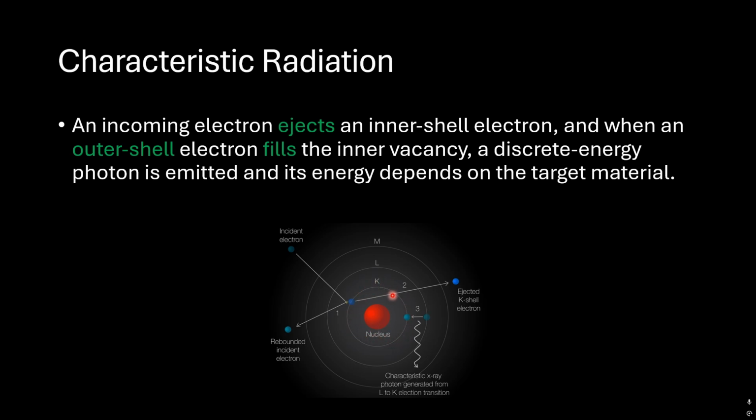This must be filled by another electron, and we can get the electron from the outer shell. So the electron will go from the outer shell, or L shell, to the K shell. We know that every shell has its own fixed, discrete energy. As the electron goes from the L shell to the inner shell, there is a difference in energy. This difference will be released as a characteristic X-ray, or characteristic photon.